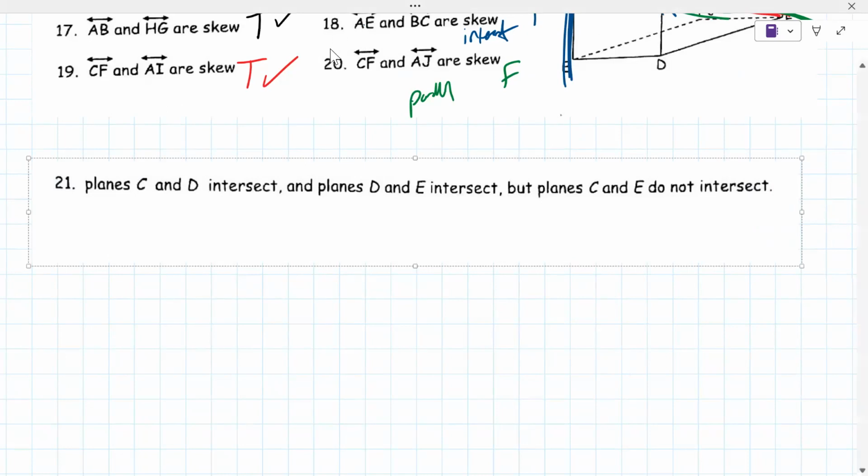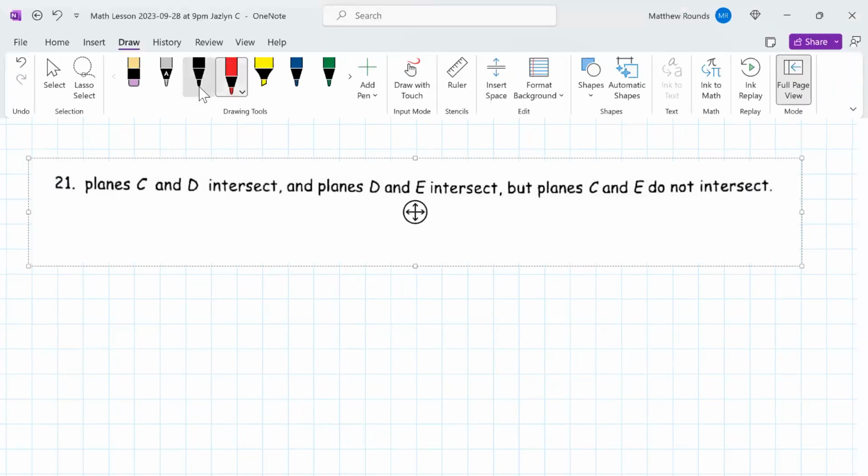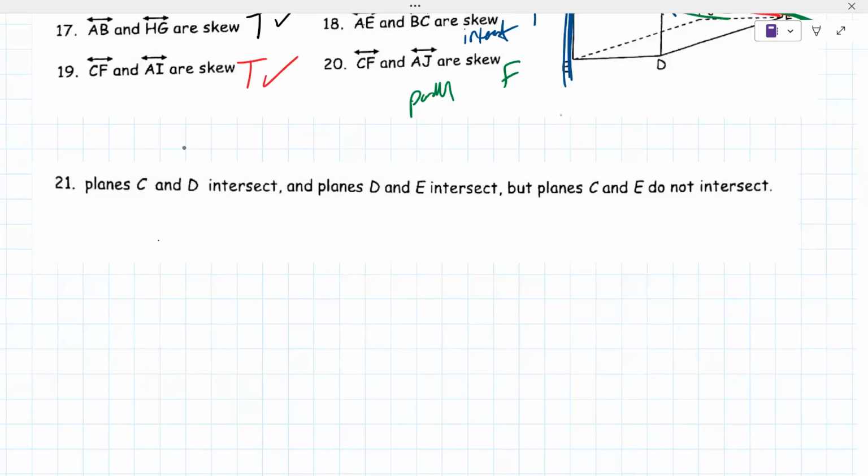Okay. So if C intersects D, that's fine, and D and E intersect, but C and E do not, what's the possibility for those? If they don't intersect, what else could they be? Parallel. Parallel, yeah. So here's plane C, and here's plane E.